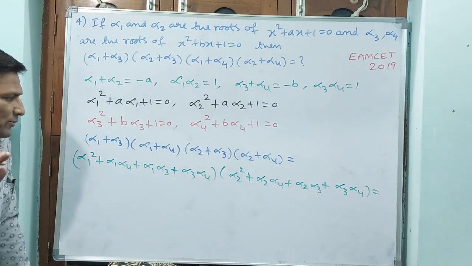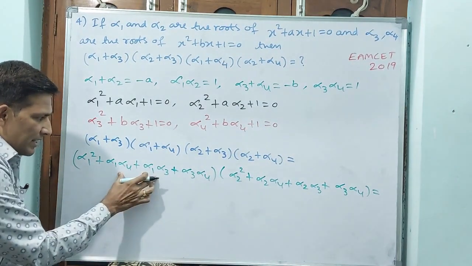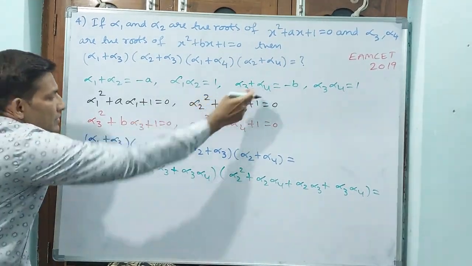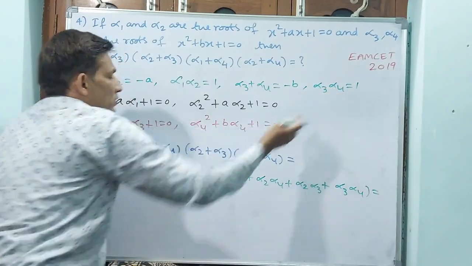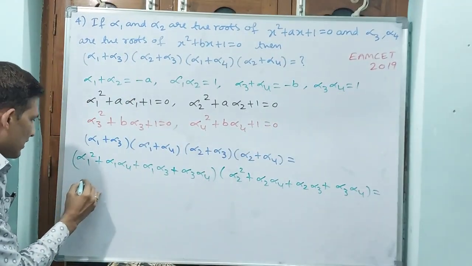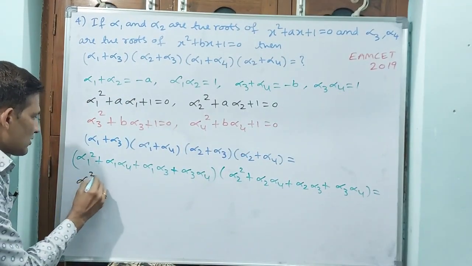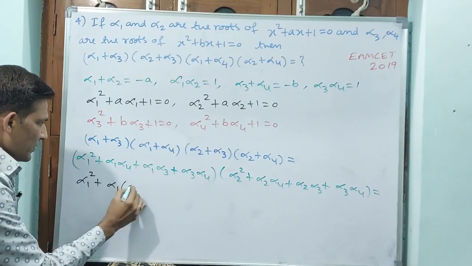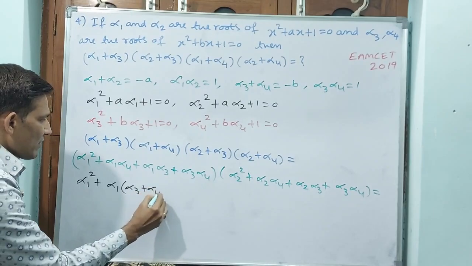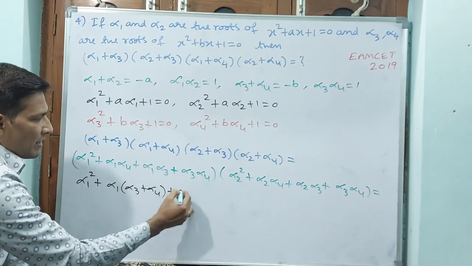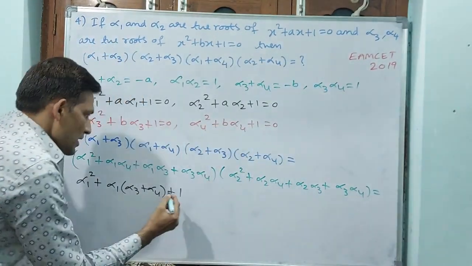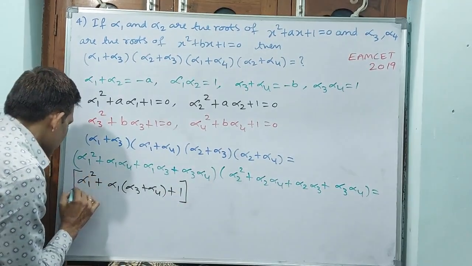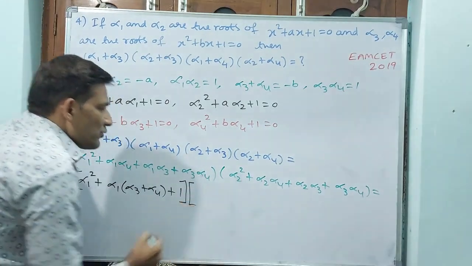Now see what I want to tell you. Alpha 1 is common here, so alpha 3 plus alpha 4 will come. You have the value of alpha 3 plus alpha 4, and you also have the value of alpha 3 into alpha 4. Shall I substitute? Yes, definitely. See what I am writing: alpha 1 square plus alpha 1 common, alpha 3 plus alpha 4, plus alpha 3 into alpha 4, which is 1. Inside, a parenthesis has already come, that is why I am putting a bracket. Do the same here also.